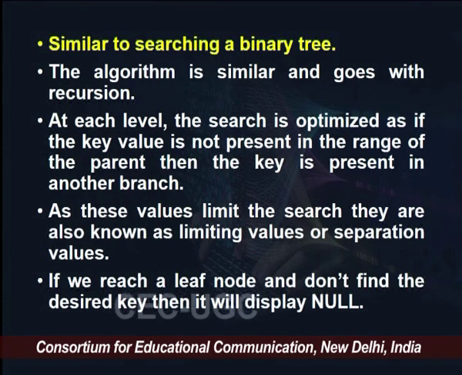At each level we are optimizing the search, as if the key value is not present in the range of the parent, then the key is present in another branch. As these values limit the search, they are also known as limiting values or separation values at each level. And if we reach a leaf node and do not find the desired key, then it will display null. So, this is similar to searching elements in a binary search tree.